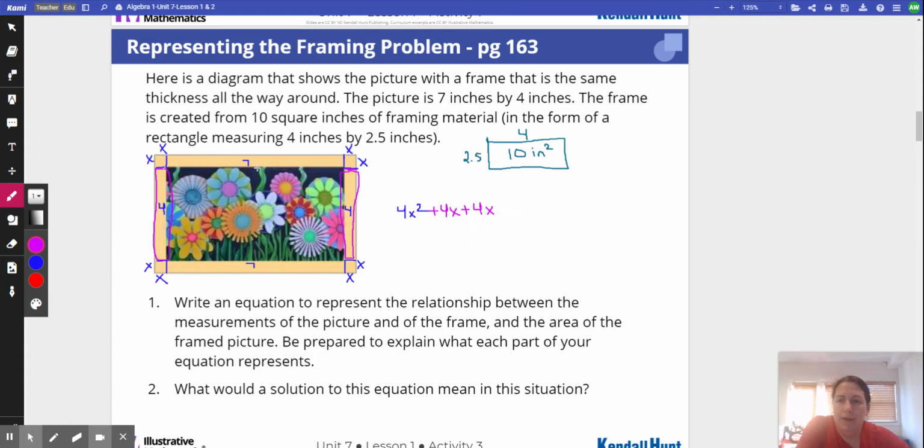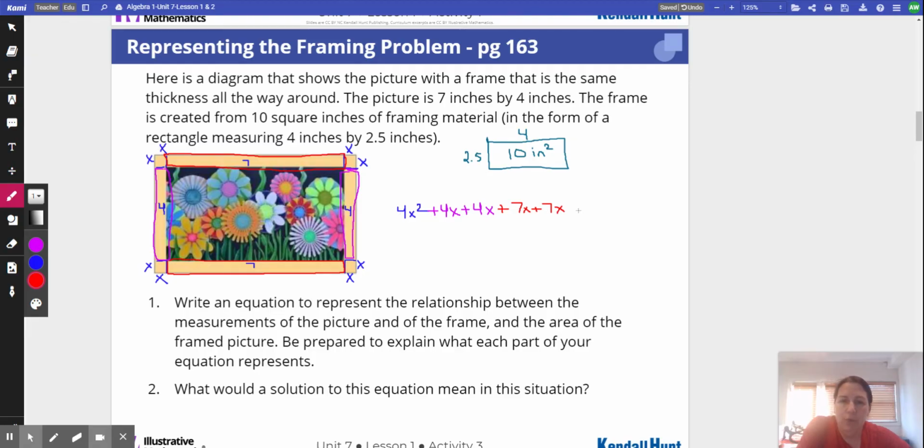On the top and the bottom, I have 2 7X's. If I do 7 across and X up, 7 times X will give us 7X. On the bottom, same thing, 7 times X is 7X. If we add 7X plus 7X, that will get us the total frame around the outside.